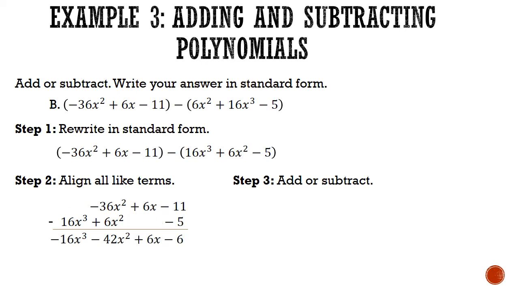0 minus 16x cubed is negative 16x cubed. Negative 36x squared minus 6x squared is negative 42x squared. All right, so negative minus a positive is negative 42. 6x minus 0 is 6x. And negative 11 minus negative 5, so same as negative 11 plus 5 is negative 6.